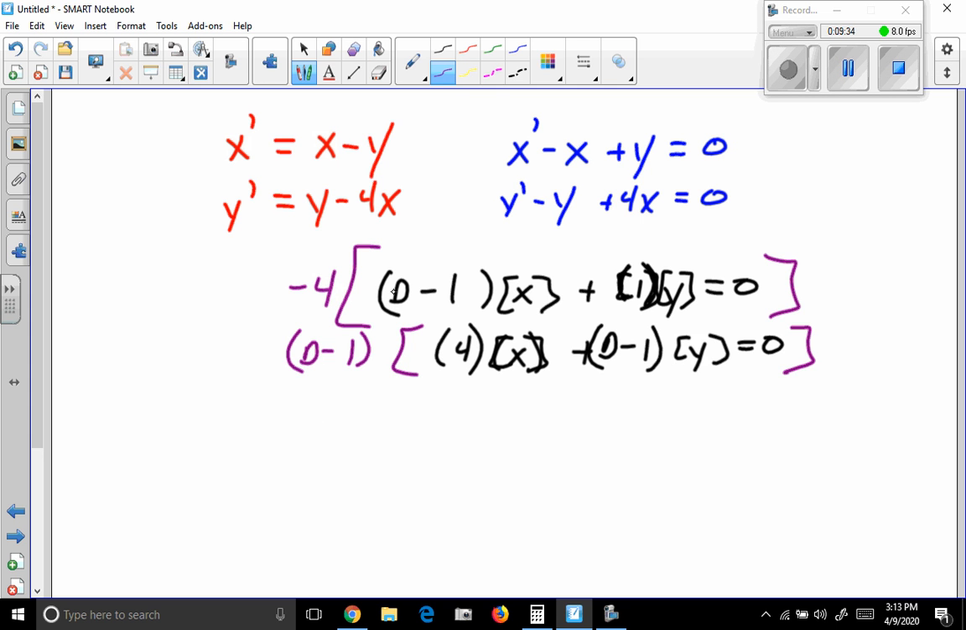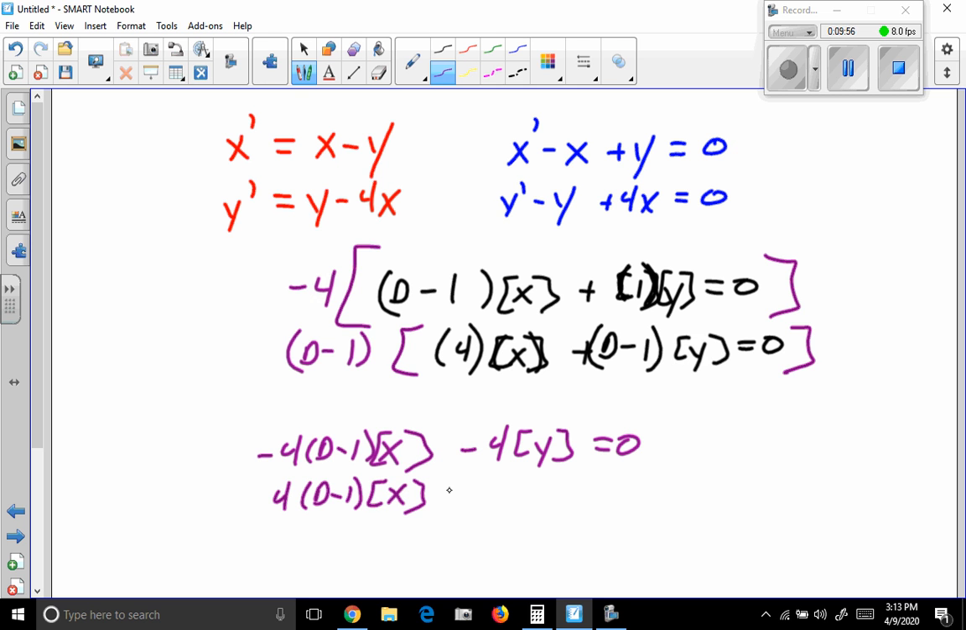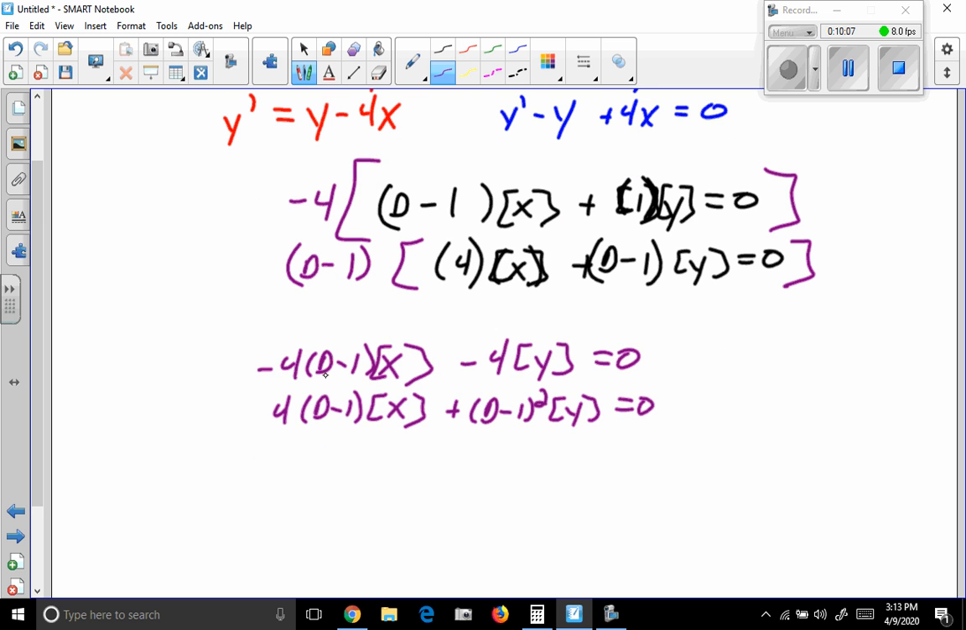So if we do that, the top equation is going to be -4 times d minus 1 times x, and then distribute that, so -4 times y equals 0. The bottom equation is going to be 4 times d minus 1 x, plus d minus 1 times d minus 1, so that's d minus 1 squared, on y, equals 0. So these are opposites, so those cancel. So we get d minus 1 squared.